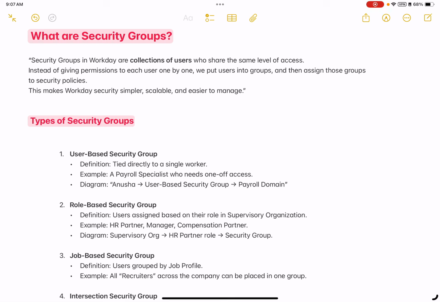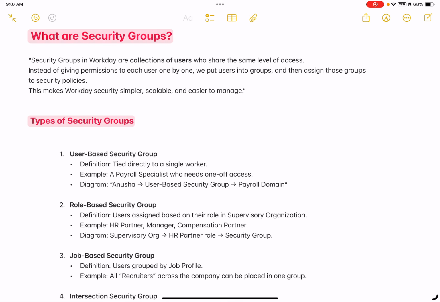What are the types of security groups? User-based security group, which is tied directly to a single user, that is, a worker. For example, a payroll specialist who needs one-off access. Like, I'm a user, and I have a user-based security group which is connected to the payroll domain.